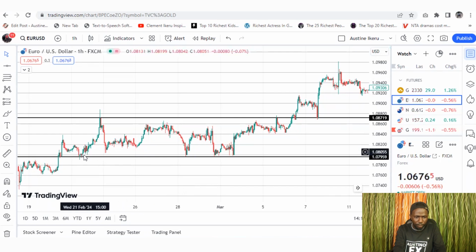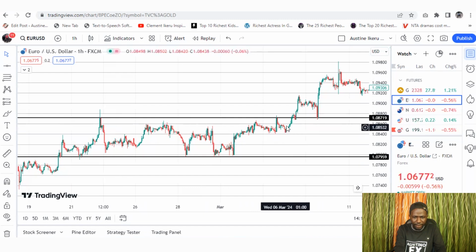So each time price comes to this level, you take a buy trade, and your stop loss must be below this line. Each time price comes to this level, you take a sell trade because this is acting as a resistance level, because this is where the price got to and then got rejected. Each time price comes to this level, you take a sell trade until price breaks above it.